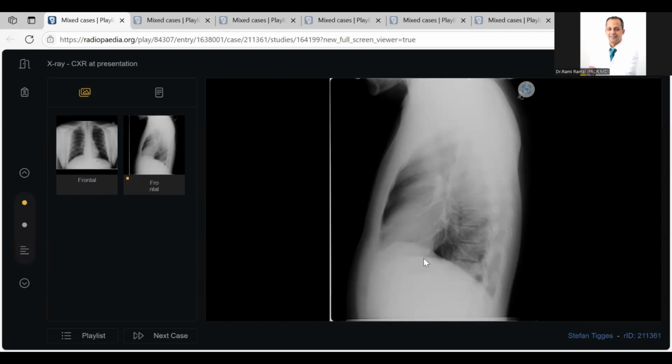Look at the spine, please. I see one of the vertebral bodies. There's some lucency over one of the mid-thoracic vertebral bodies, behind the hilar region. No, look here. What happened here?